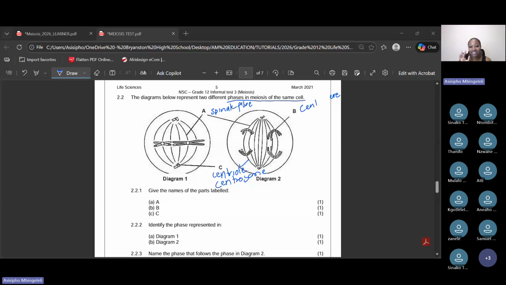Okay, can I get a different answer? Anyone else with a different answer? Yes, Mulala. From my side, A is metaphase 2 and anaphase 1 on B. Okay, why are you saying diagram 1 is metaphase 2 and why are you saying diagram 2 is anaphase 1?